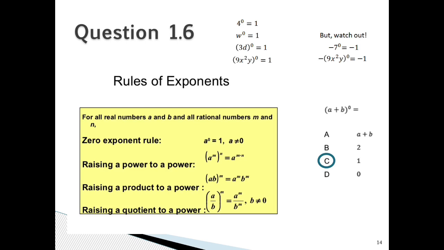So, for example, 4 to the power 0 is 1. W to the power 0 is 1. (3D) to the power 0 is 1. (9x squared y) to the power 0 is 1. But we need to watch out. Negative 7 to the power 0 is equal to minus 1. And negative (9x squared y) to the power 0 is equal to minus 1. In our example, (A plus B) to the power 0, C is equal to 1.